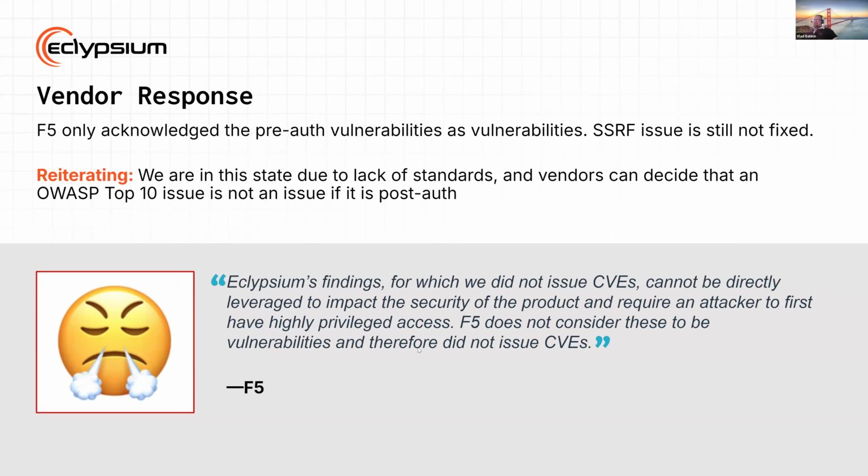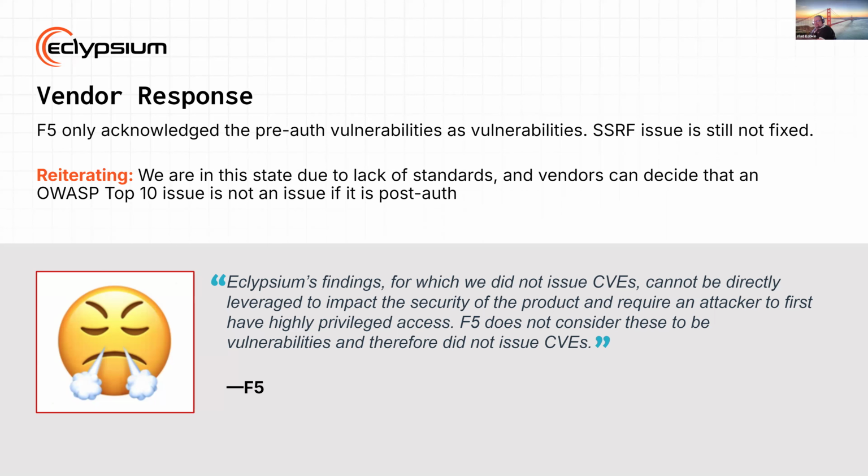And vendor response. We reported all of those vulnerabilities, and Eclypsium findings for which we did not issue CVEs cannot be directly leveraged to impact the security of the product and require an attacker to first have highly privileged access. F5 does not consider these to be vulnerabilities and therefore did not issue CVEs. We have a situation where a vendor can bona fide say that an OWASP top 10 vulnerability is not a vulnerability because it needs high-level access.